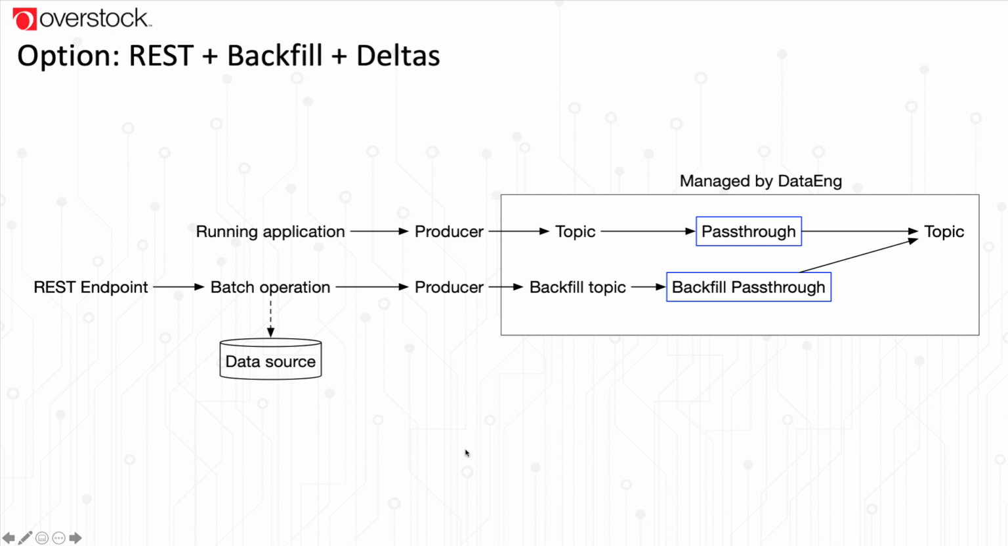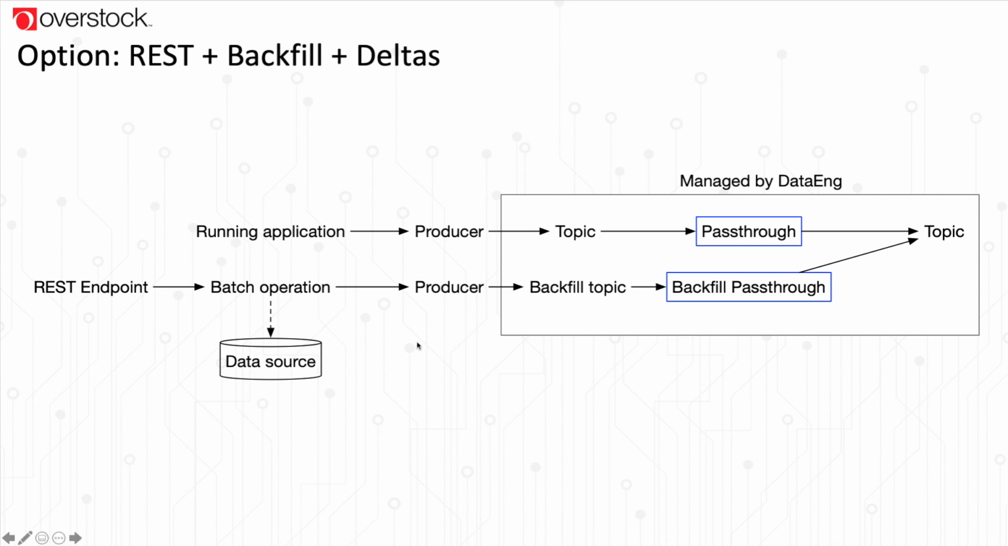Now, in this particular approach, there's an endpoint that's triggered by an HTTP action. So it's a RESTful endpoint, and it triggers a batch operation that will bulk load the data from the data source into the backfill topic. One benefit of this approach is that it's complete. When the backfill runs, all the data is processed. One downside is that it can be a lot of data.